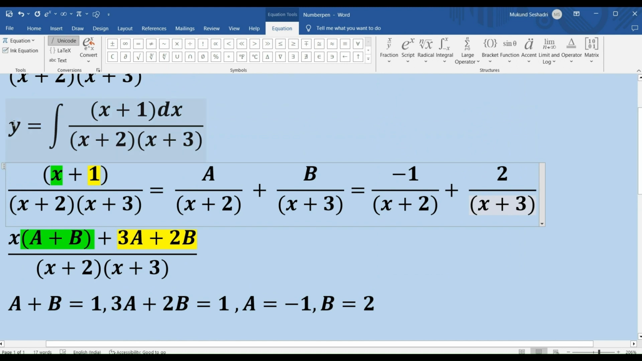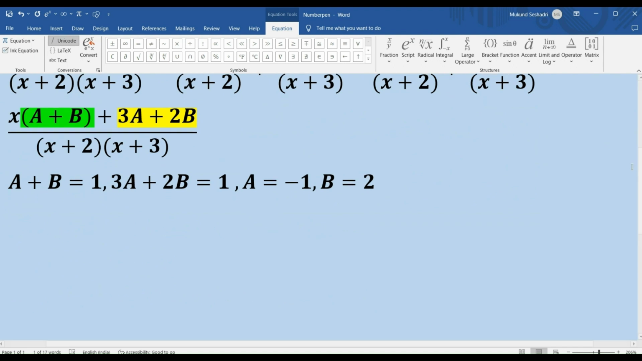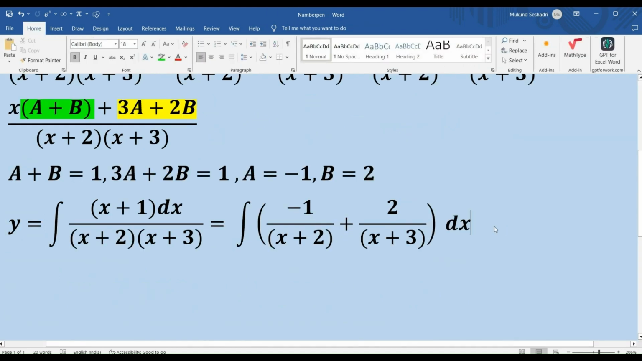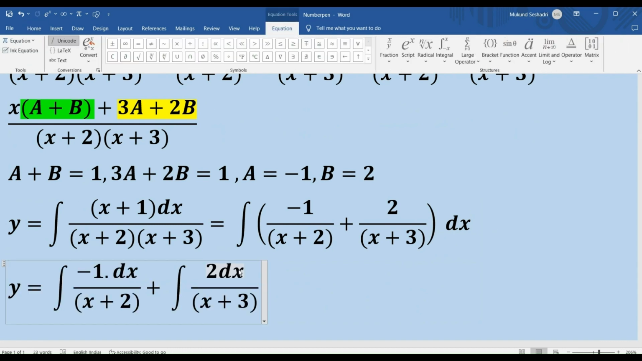I go back to my y. My y can be rewritten as the integral of minus 1 divided by (x plus 2) plus 2 divided by (x plus 3) times dx, right? And I can further apply the sum rule and rewrite my y as follows. Integral of minus 1 divided by (x plus 2) times dx plus integral of 2 divided by (x plus 3) times dx, right?